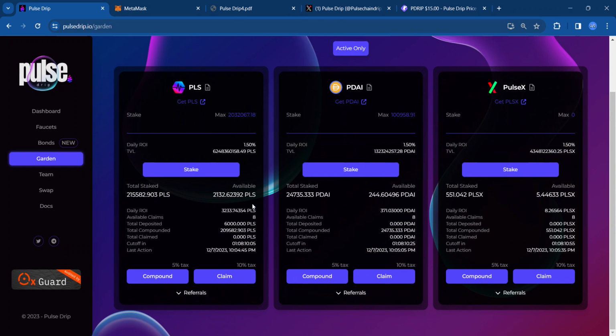So the short and sweet of it is, what people are doing is stacking their claims. They're stacking their claims, and then at a time in the future, they're going to come here daily and just get their claim rewards, right?